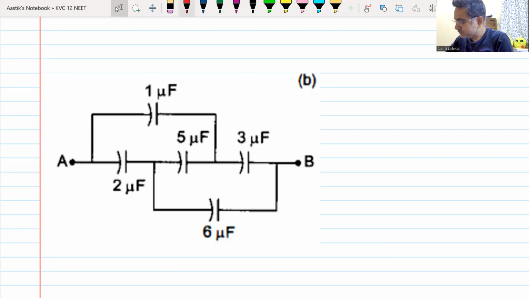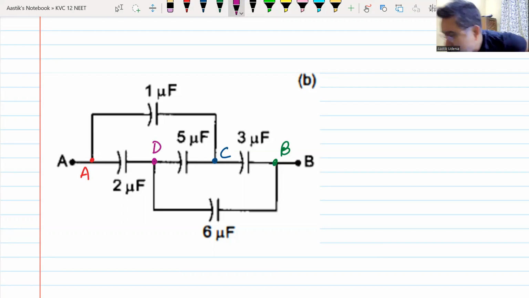Now see, this point is definitely A, but I can't call this point A because there is a capacitor connected here. So I call this point C. This point is definitely B. The point on the other side cannot be B. It has to be different, so it has to be D. So basically I have 4 points here, and between those 4 points, 5 capacitors are connected. Do we see this?